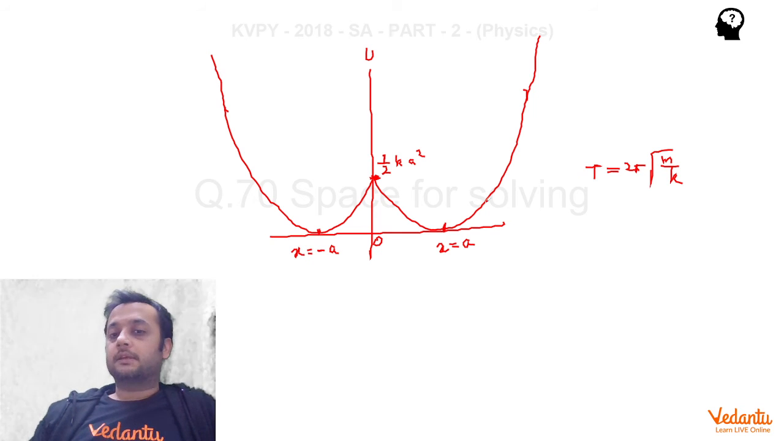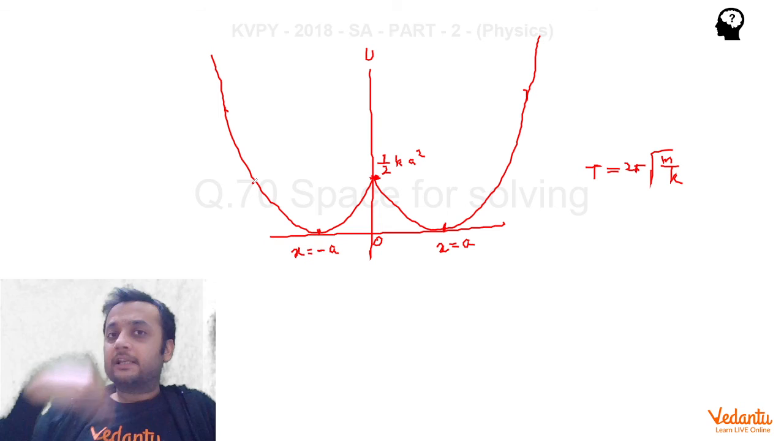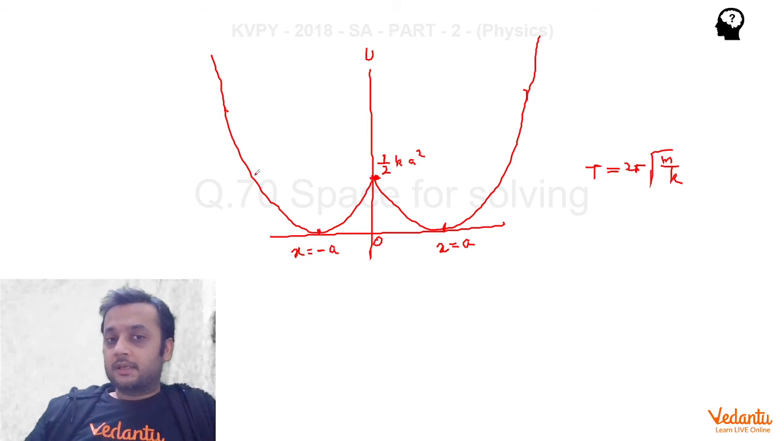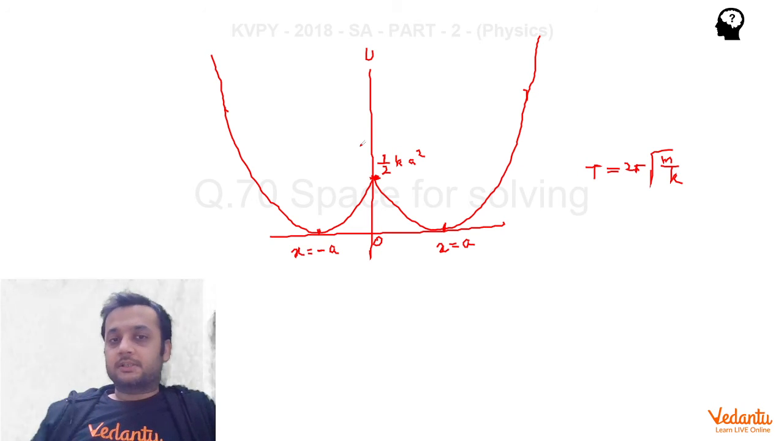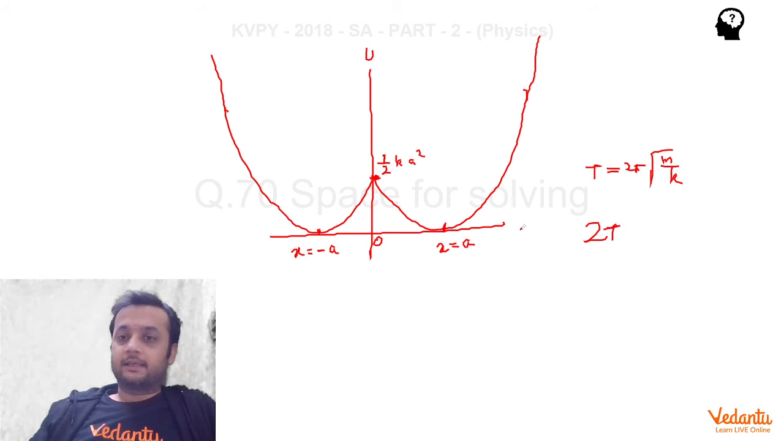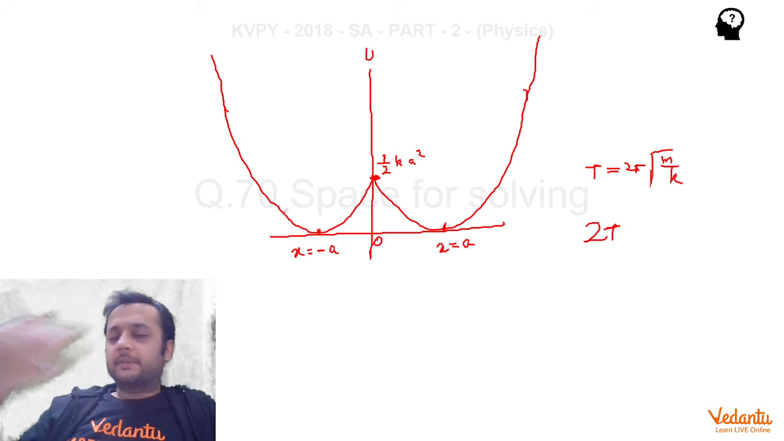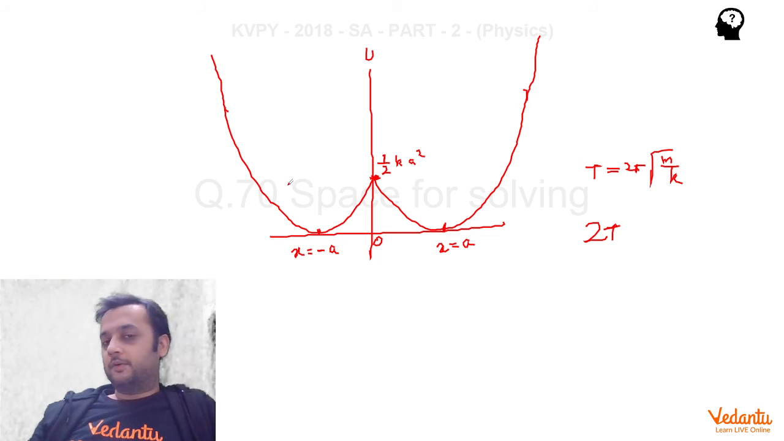So can you see that the time period has suddenly become twice? Because the time period was t for this, and now it has become t for this as well. It is performing SHMs in two different locations. So basically the time period has become 2t, correct? So it will be a sudden jump in the time period. I hope you are able to understand this.